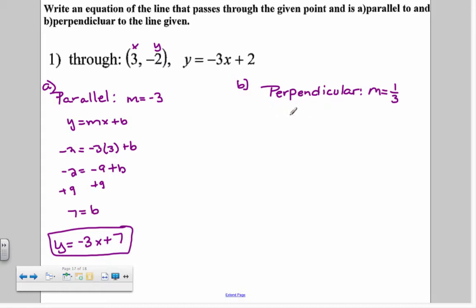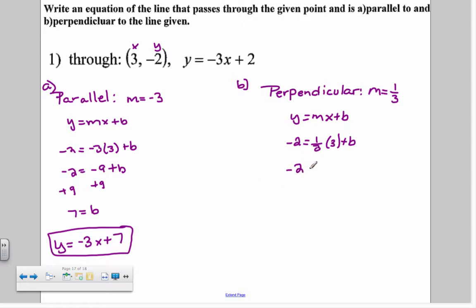And again, I'm going to do the same thing. I have y equals mx plus b. I have a point which it will go through, 3, negative 2. So I can fill that in for my y and x. Negative 2 for my y, 1/3 for my slope, and 3 for my x. And I need to figure out what my b would be. So let's solve for b.